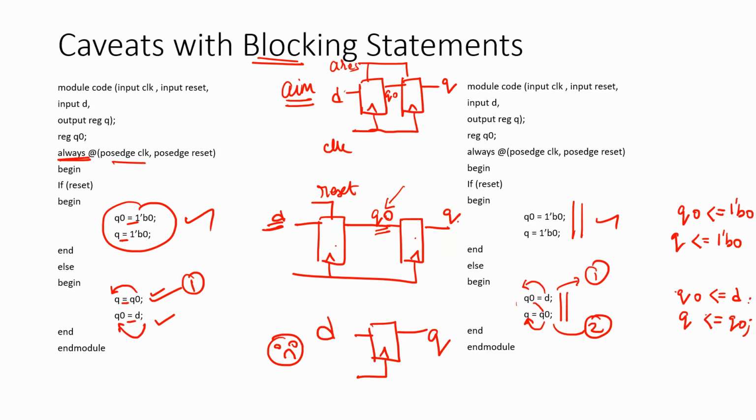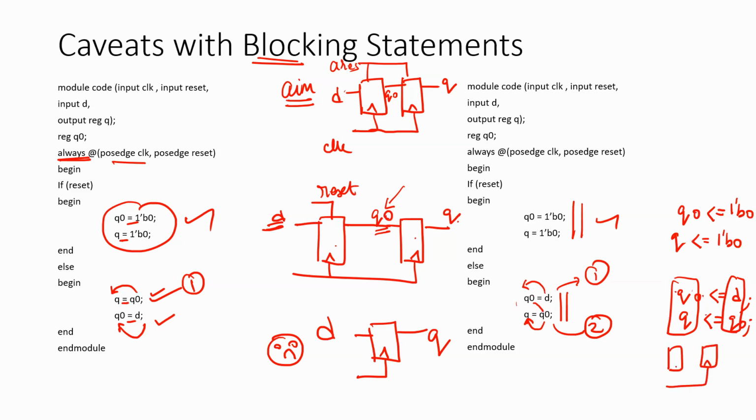The order doesn't matter at all. Whether I write q equal to q naught first and q naught equal to d next, or I write q naught equal to d first and q equal to q naught next, it doesn't matter, because all the RHS will be evaluated first, then it will be assigned to LHS. So there will be two flops here. Irrespective of order, I will get two flops here.